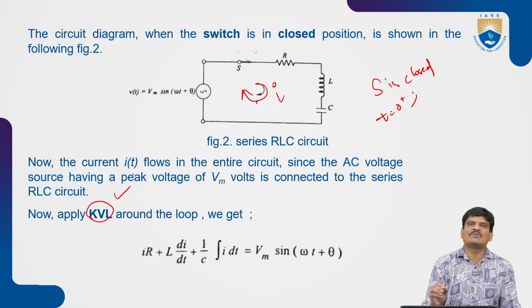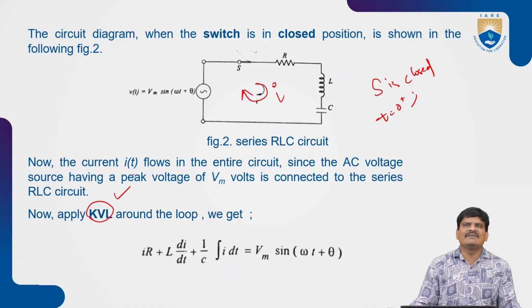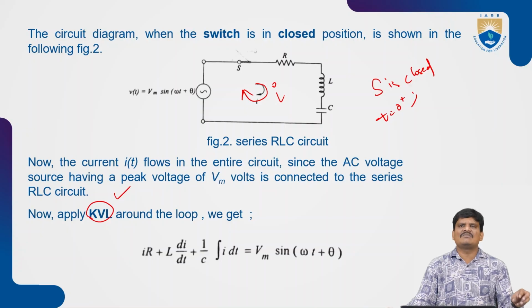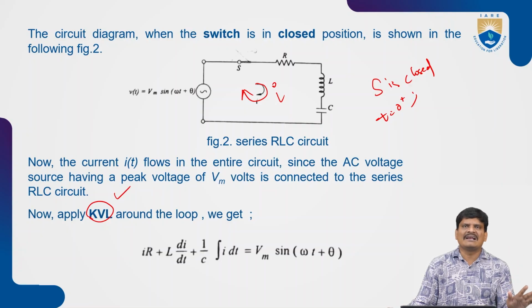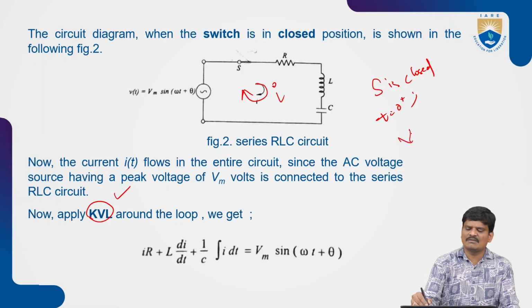KVL. What is KVL? KVL is nothing but Kirchhoff's voltage law. The algebraic sum of voltages in a closed path should be equal to 0, or else the supply voltage should be equal to the voltage drop across each element that is connected in a circuit. So what is the general expression after applying KVL?